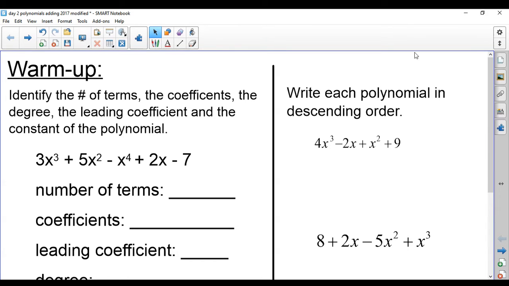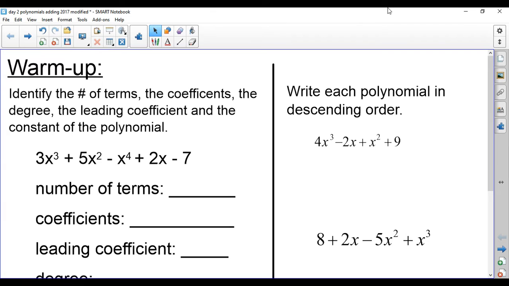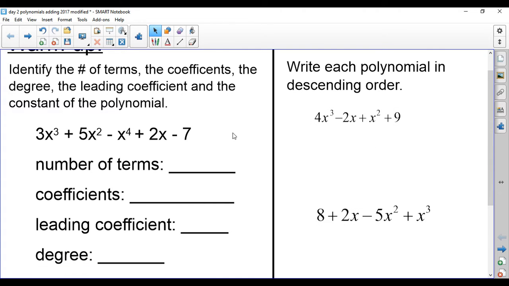I'm going to start off today with just a quick reminder of some of the things we've been doing the past couple days. Here, we have these problems where we're given a polynomial and we have to identify the number of terms, the coefficients, the degree, the leading coefficient, and the constant of the polynomial. And I had made some notes on some of your homework. Make sure you're checking what I'm giving you for notes because there's some little things that we need to fix.